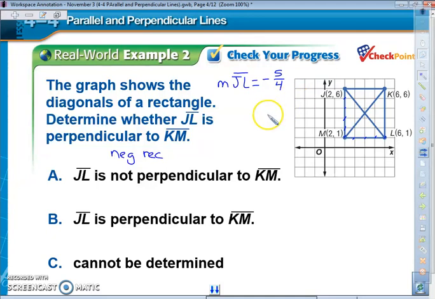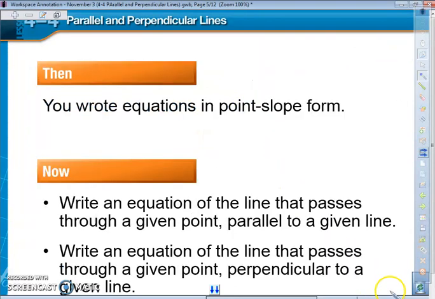So for these to be perpendicular, what do I need KM to be? The negative reciprocal of this would be positive 4 over 5. Let's see if that's what we get. If I go along KM, my rise is 1, 2, 3, 4, 5. My run is 1, 2, 3, 4. So it's not 4 over 5, it's 5 over 4. Because they're not the negative reciprocal of what you started with, it is not perpendicular. Remember, flip it over, change the sign. Instead of 5/4, it should have been 4/5. All right, let's keep going.